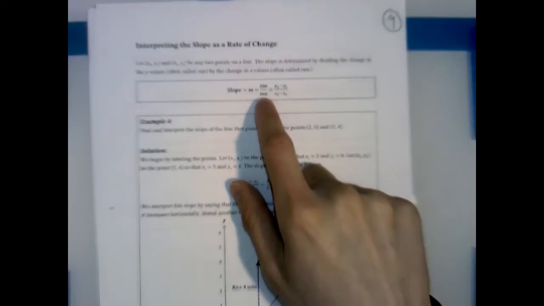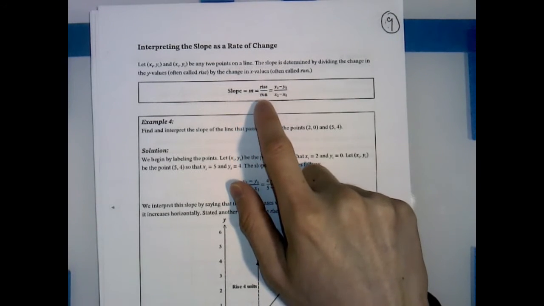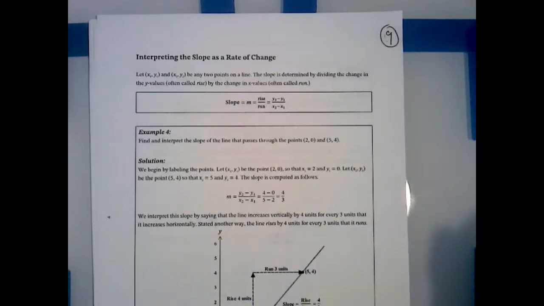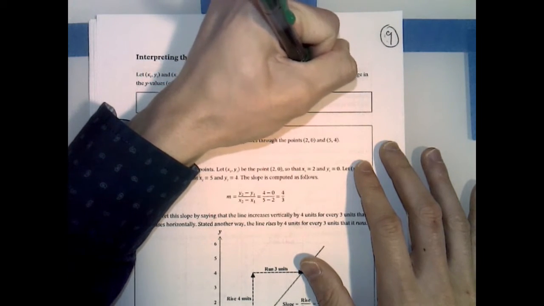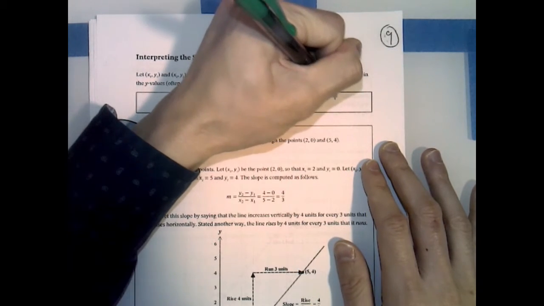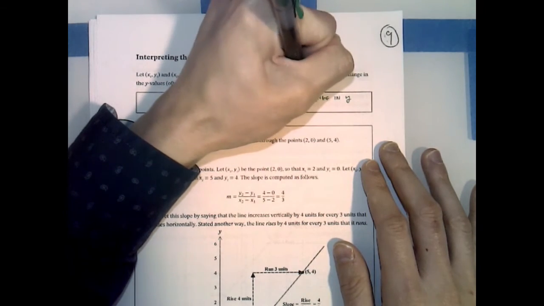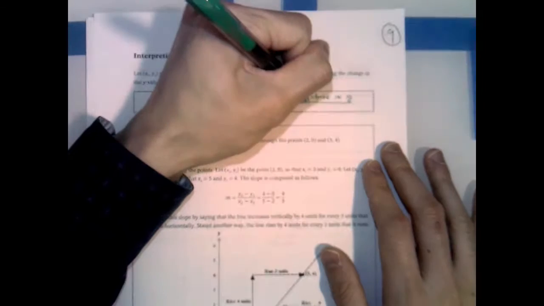In any case, slope is rise over run, and this quantity here is the change in y divided by the change in x.